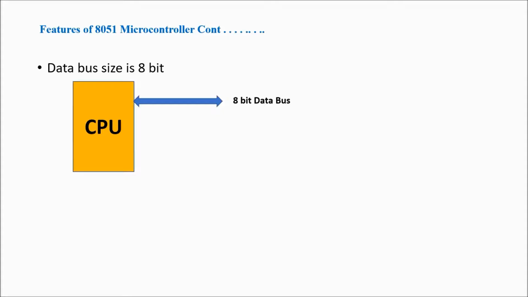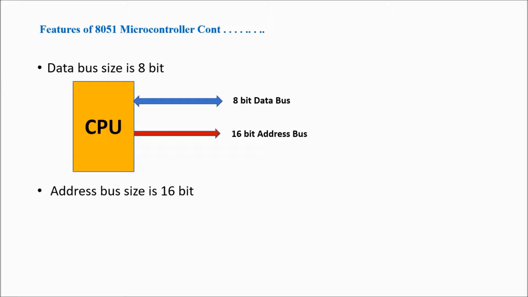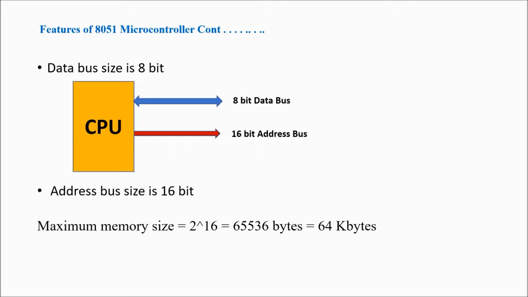The next bus is the address bus. The size of the address bus of 8051 is 16-bit. Since it is 16-bit, the maximum memory which we can interface to this 8051 is 2^16. That comes out to be 65536 bytes, which is nearly equal to 64 kilobytes.